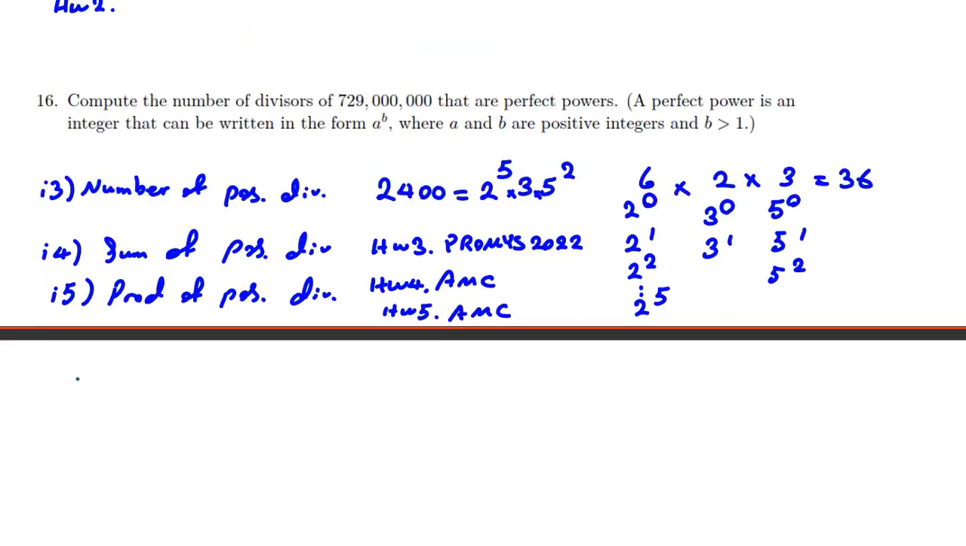Now for solving this problem, first we should prime factorize 729 million. Each 0 is 2 times 5, so it's 2 to the 6, and 729 is what? 3 to the 6 times 5 to the 6, okay? Now that you've learned idea 3, try this problem first on your own.